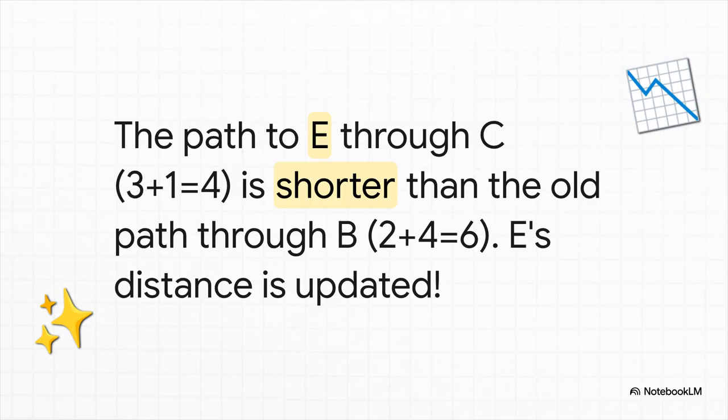Now look at its neighbor E. The path to get to E through C is 3 plus 1, which is 4. Wait a minute, our old path to E was 6. 4 is way better than 6. So, and this is the key, we update our scoreboard. We say, nope, the new best way to get to E is 4. This is what it's all about, constantly finding and recording better paths.